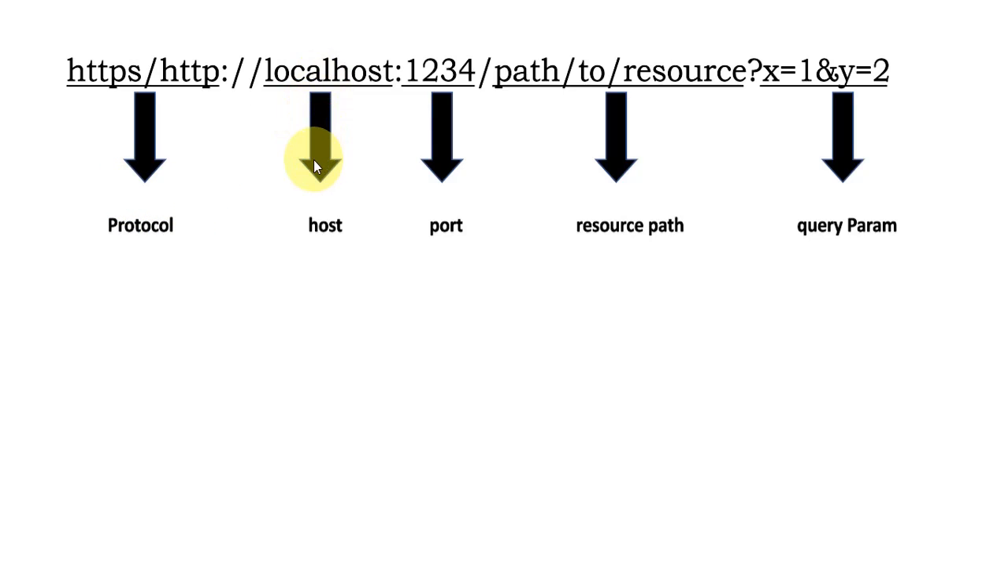Next is the localhost. This defines the host name. And next is the port, which says which port it is running on. The port number defines on which port it is running. And next is the path to resource. Path to resource is nothing but, basically, an application context.